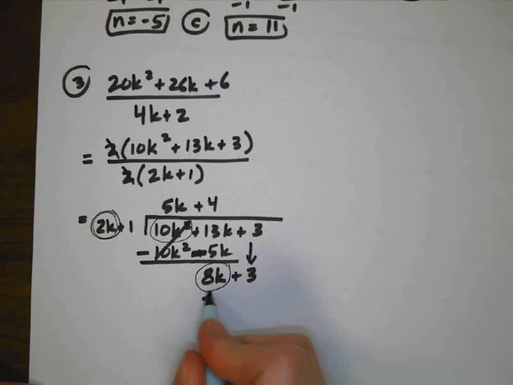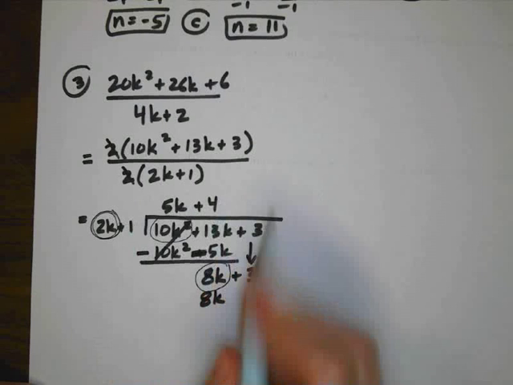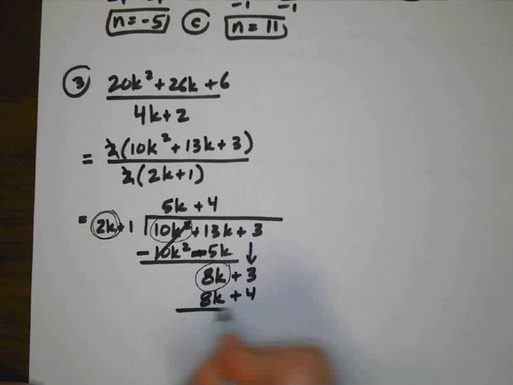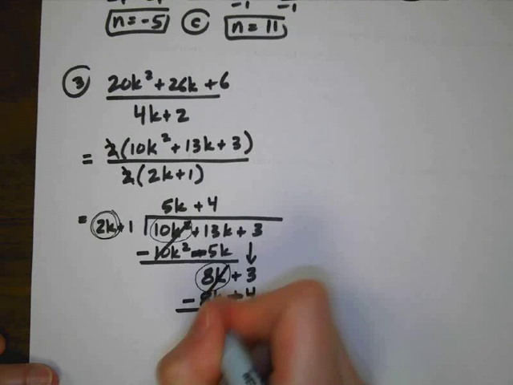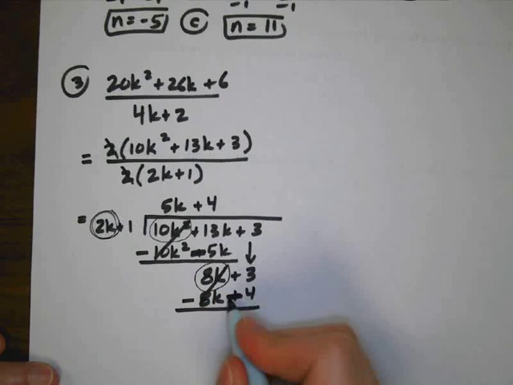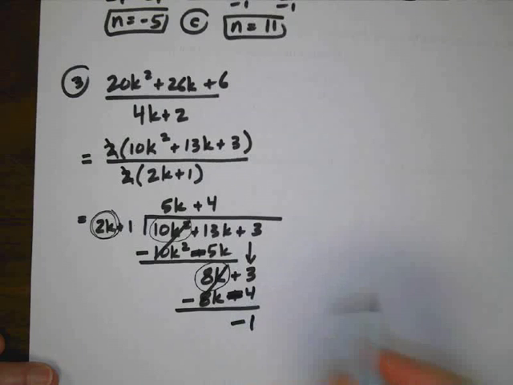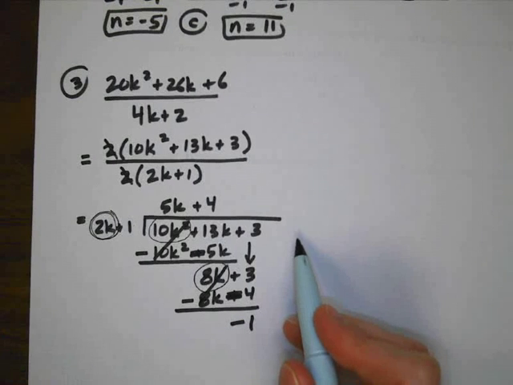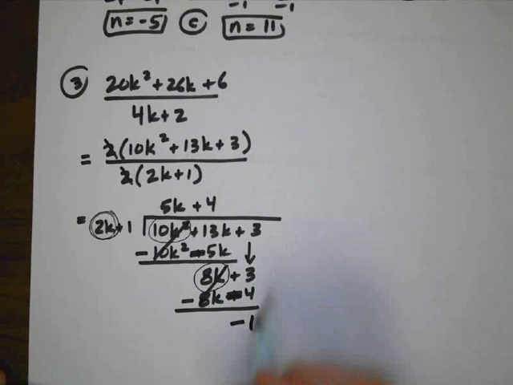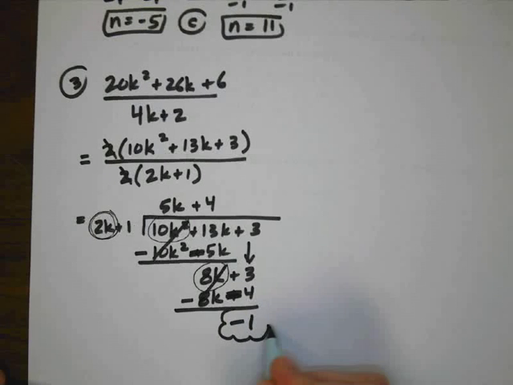2k times 4 is 8k. 1 times 4 is 4. And because we're subtracting both of these, we want to rewrite these as subtraction. 8k minus 8k, those cancel out. And 3 minus 4 is negative 1. Since there's nothing left to bring down, this ends up being our remainder.